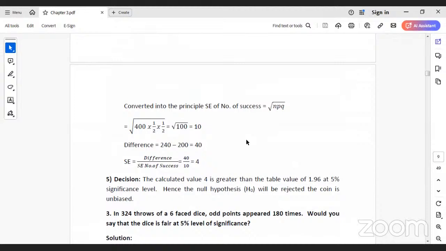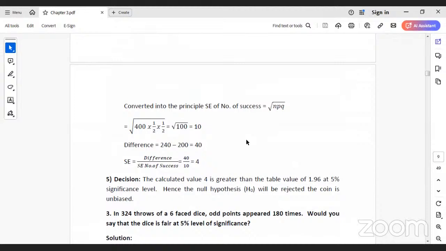So here the decision will be like this. You have to write: the calculated value 4 is greater than the table value 1.96 at 5% significance level. Hence, the null hypothesis H naught will be rejected. The coin is biased. In this way you have to write.